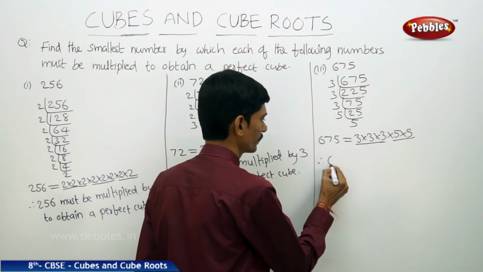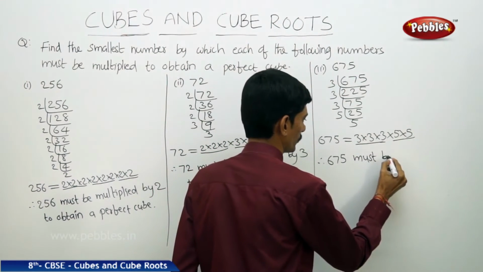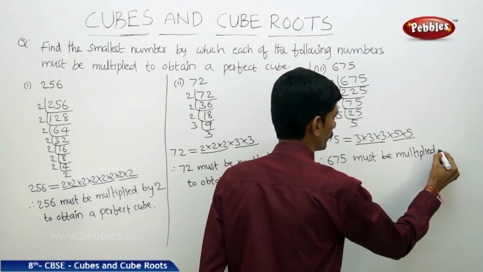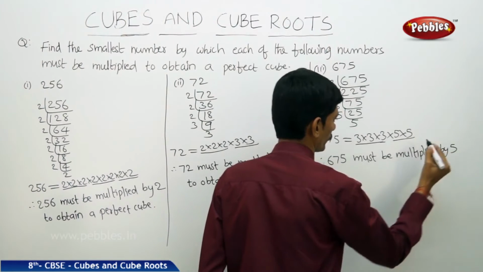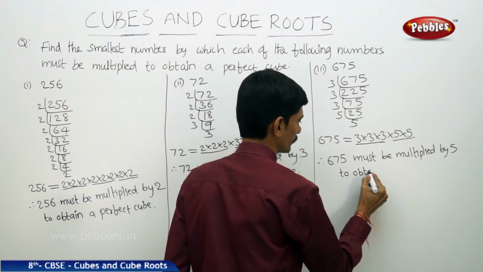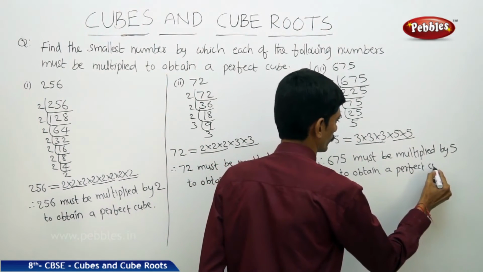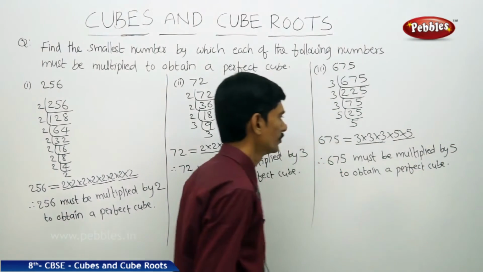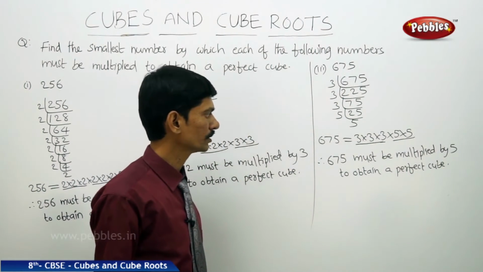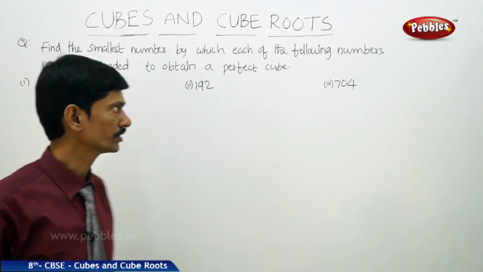Therefore, we can write that 675 must be multiplied by 5 to obtain a perfect cube. So when you multiply 675 by 5, then you will get a product, and that product will be a perfect cube. Now we will solve the next question.